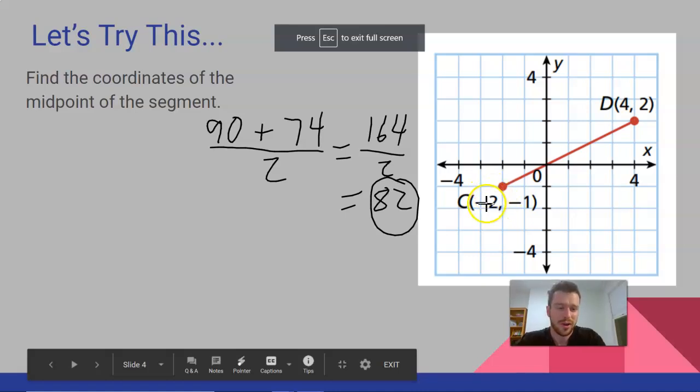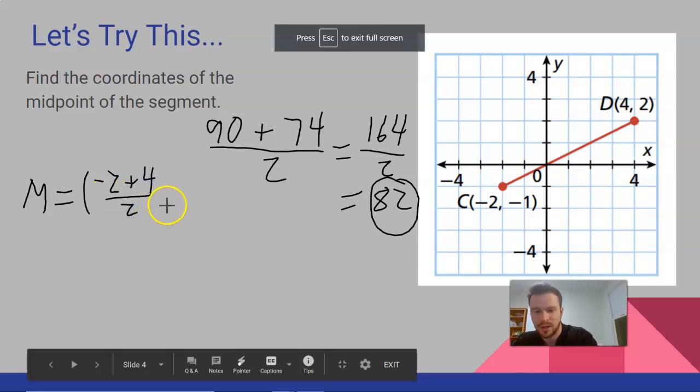What you're going to do is try to find the average of the x value and the average of the y value. So let's see. Our midpoint, I'll say it's M, is going to be the average of the x values. So what I'm going to do is say -2 plus 4, then divide that by 2. And the y value, the average of the y values, is -1 plus 2, and we can divide that by 2. So the average of the x values and the average of the y values will give me the x and y coordinate of the midpoint.